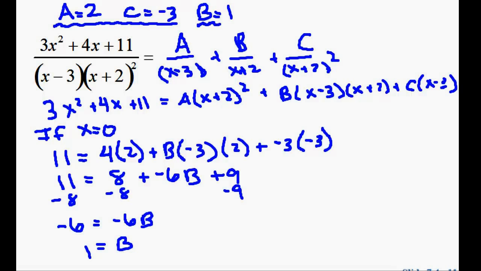So the answer to the entire equation is a equals 2, b equals 1, c equals negative 3. The answer is 2 over x minus 3 plus 1 over x plus 2 plus negative 3, or minus 3, over (x + 2) squared.